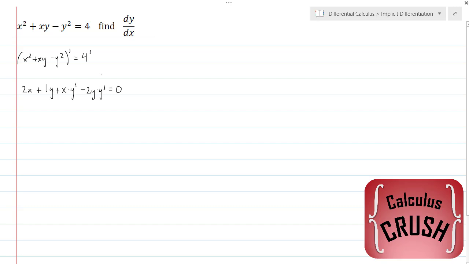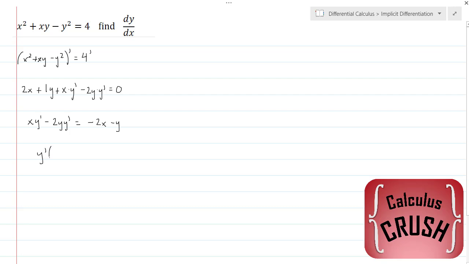The rest of the part is just solving for y prime. So let's get all of our y primes only on one side of the equation. So we've got x y prime minus 2y y prime, and that is equal to, now let's move everything that doesn't have a y prime onto the right side. So we've got minus 2x minus y.